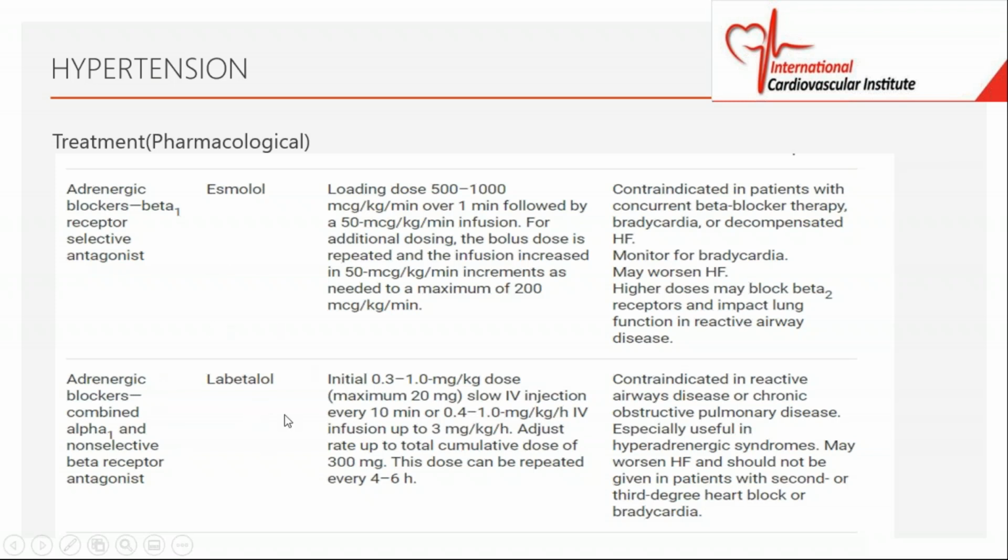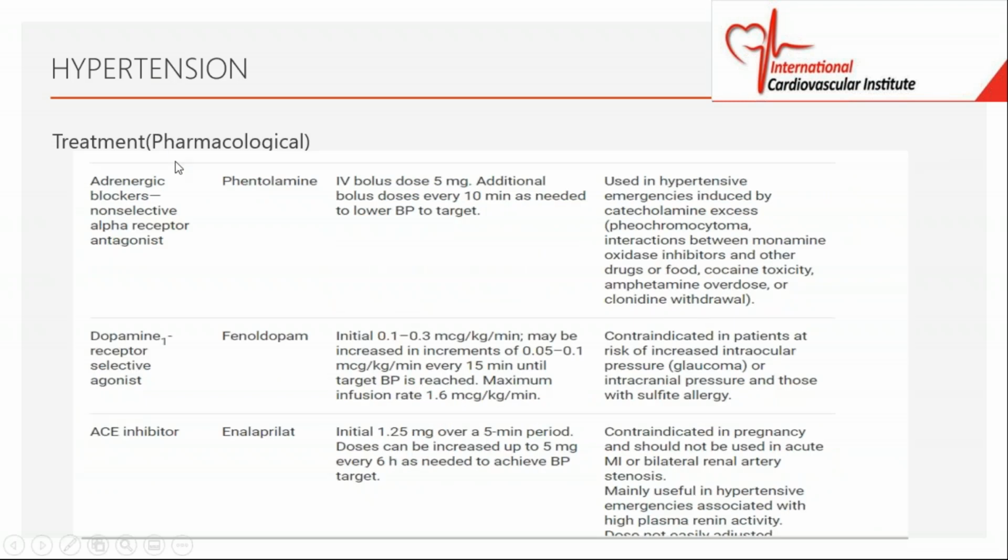Labetalol is probably one of the best antihypertensive medicines. You can use this in a wide variety of conditions. You can use it in aortic dissection, any type of hyperadrenergic syndromes. Your preeclamptic patient, you can also use it. It's a beta blocker, so if the patient has reactive airway disease, you don't want to use it. If they have any type of AV block, you have to be careful.